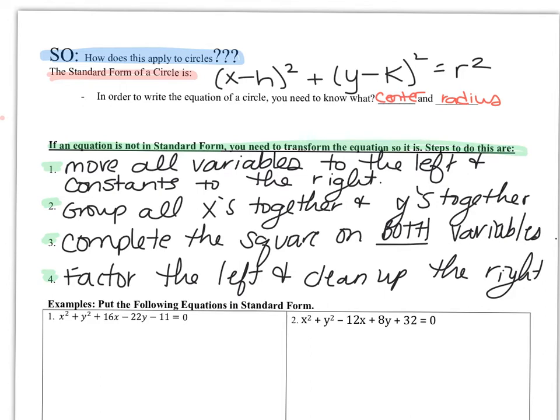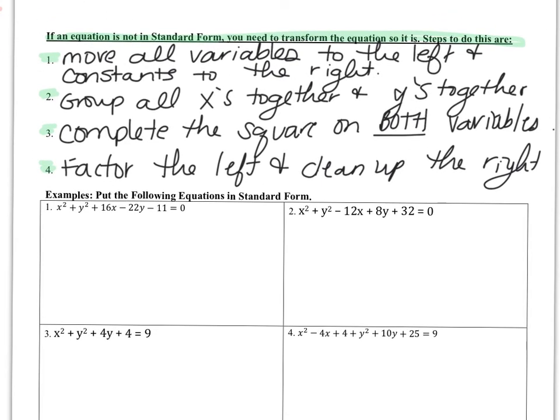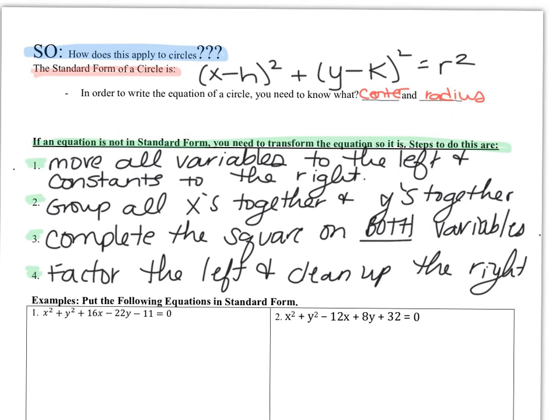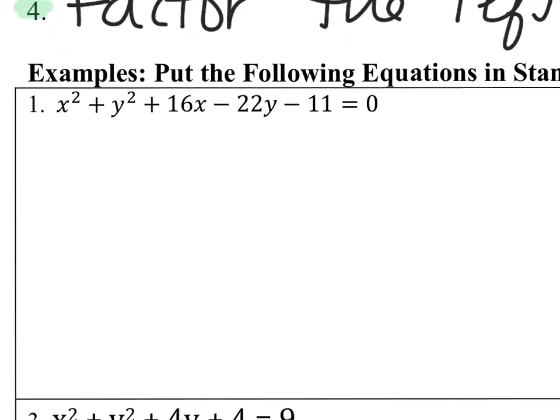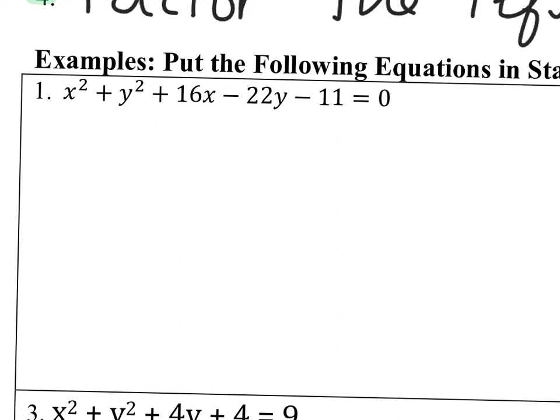So if I look at these problems, I'm going to follow all of these steps to help me put the equation in standard form. If I look at this equation right here, can you immediately determine what the center and the radius are? No, because it's not in the form x minus h squared plus y minus k squared equals r squared. So I'm going to do step 1 and step 2 at the same time. Step 1 said to move all my variables to the left and all my constants to the right. Step 2 said I'm going to group my x's and my y's together.